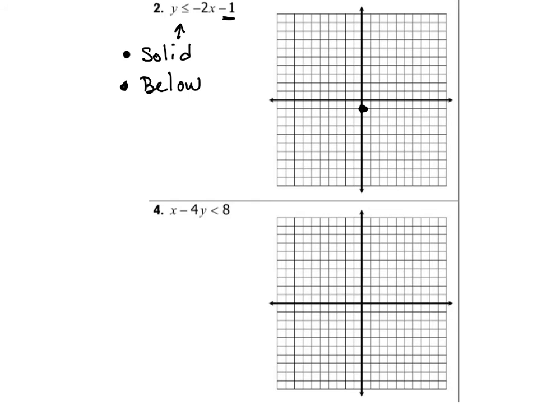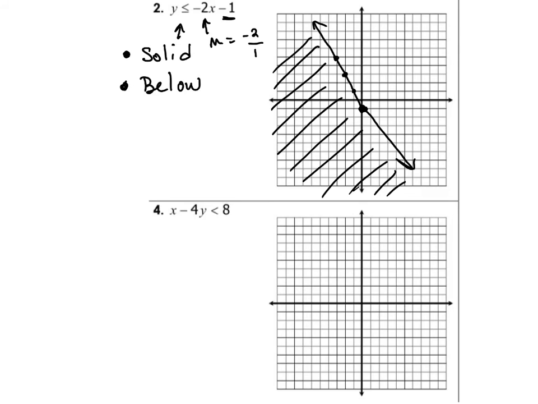And then our slope is -2/1 technically. So we go up 2 to the left 1. Up 1, 2 to the left 1. You can keep doing it and make multiple points, or you can just make that certain one. And then we make our solid line through these points. Okay. Now, we said it's below, so we need to shade below the line. Okay.